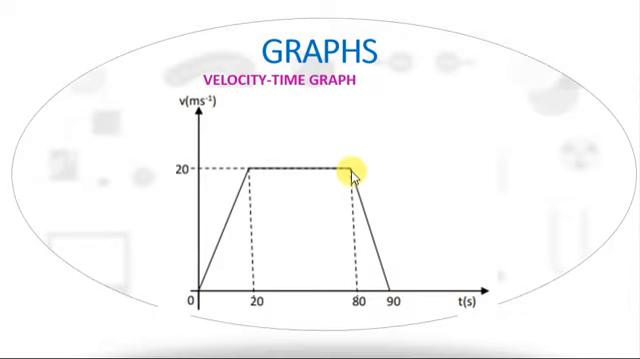So you can say it then decelerated uniformly at a rate of negative 2 meters per second squared. Or when I use the word decelerated, I don't need to put negative. I can just say it decelerated at a rate of 2 meters per second squared and came to rest after 10 seconds, because from 80 to 90, those are 10 seconds. So that's how you can describe a velocity time graph, or how it looks like.